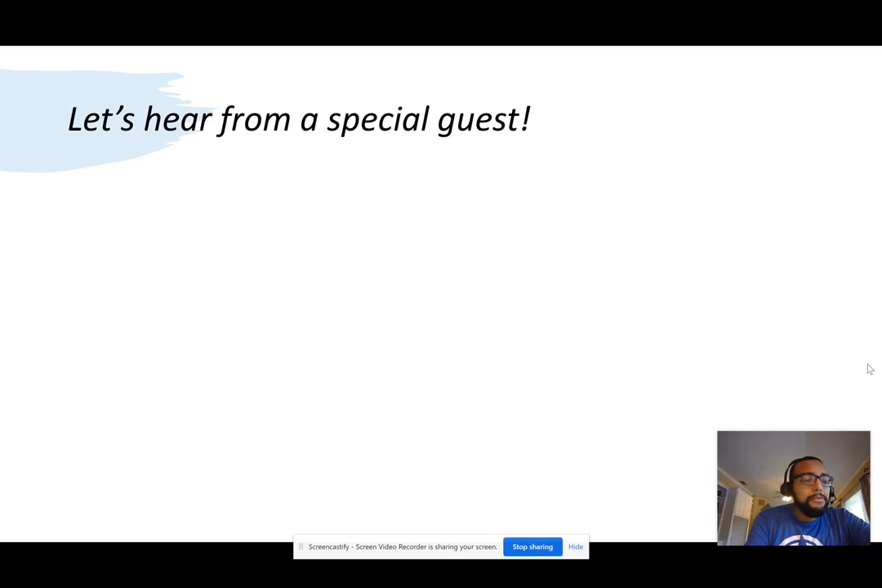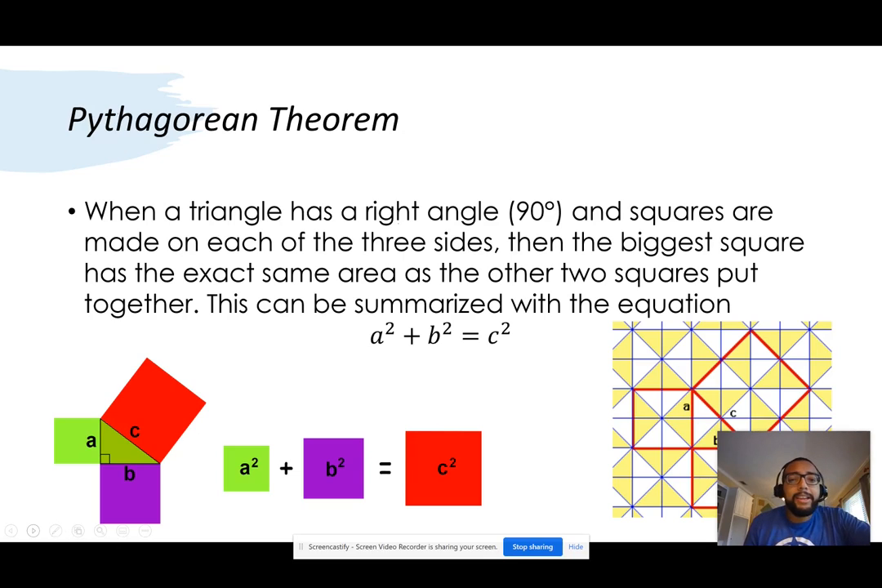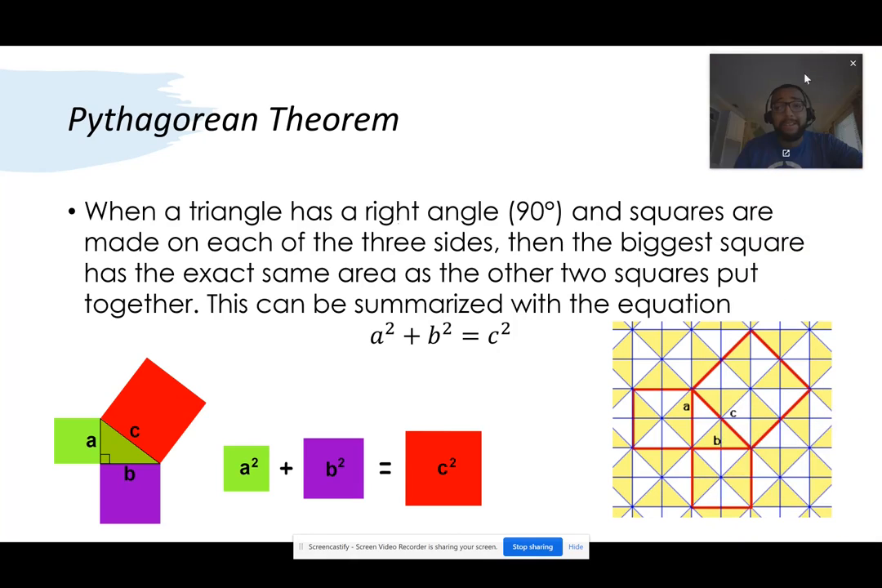But he was talking about this thing called the Pythagorean theorem. So let me get my little laser pointer here. Oh, that's not good. Cool. Perfect. So when a triangle has a right angle, and the squares are made on each side of the three sides, then the biggest square has the exact same area as the other two squares put together. And that can be summarized with the equation a squared plus b squared equals c squared.